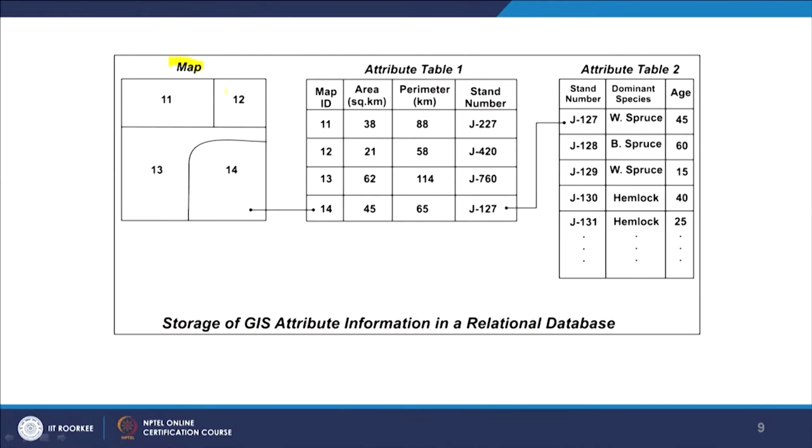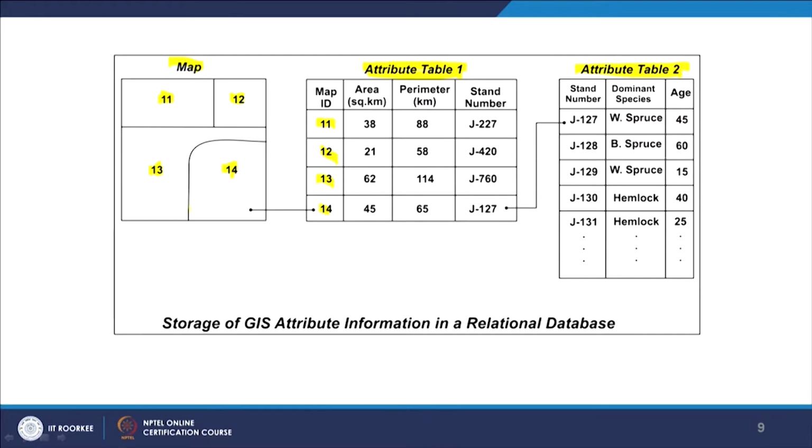Now, let us see the example. Here the map is the same. I have a map which has just 4 units, a polygon map. Here I have attribute table 1, and now I get, for the same map, from some organization or from some section within my own organization, another table which has some other information than what I had in my table. Like here the map ID: there are 4 units or 4 polygons, and each one has been assigned an ID, the 11, 12, 13, 14 that you are seeing here.